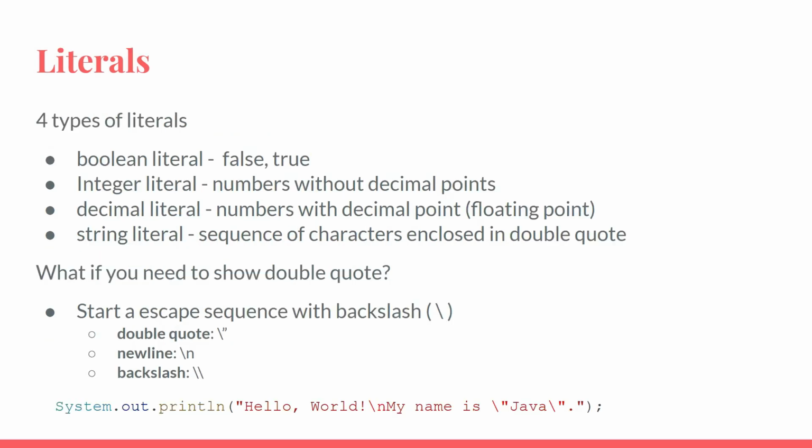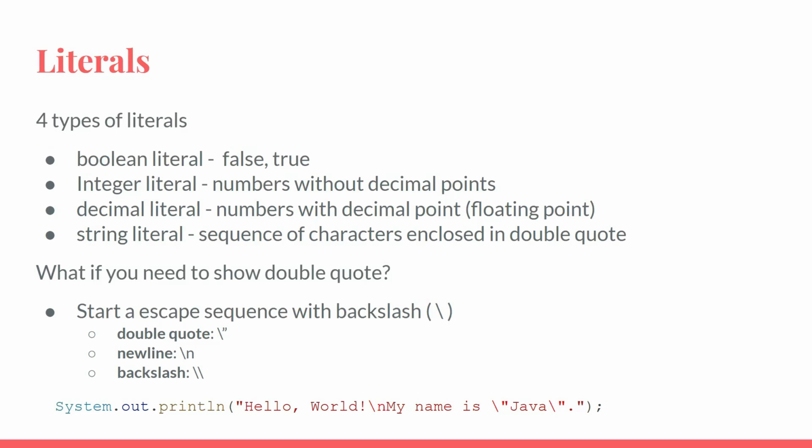Now it's time to get into a bit of the formal definition of what's happening, starting with the literals. Literals are literally just a bit of text that has specific values. There are four types of literals that we care about. There are Boolean literals, which are just true and false. Integer literals are the numbers without a decimal point. Decimal literals, numbers with a decimal point. Sometimes they're also called floating points. And string literals, a sequence of characters enclosed in double quotes. You saw a lot of these cases in your examples.